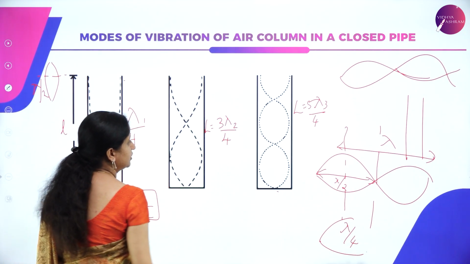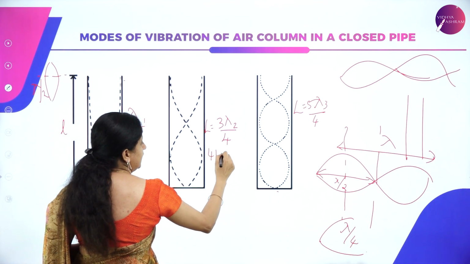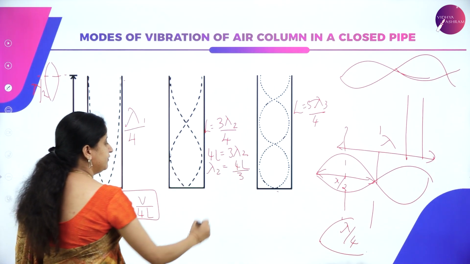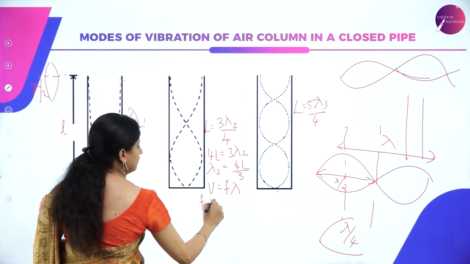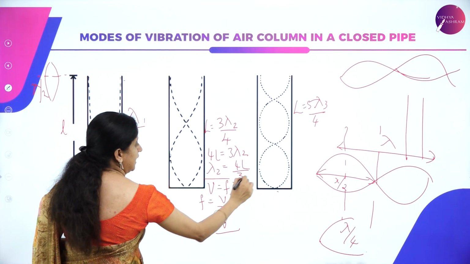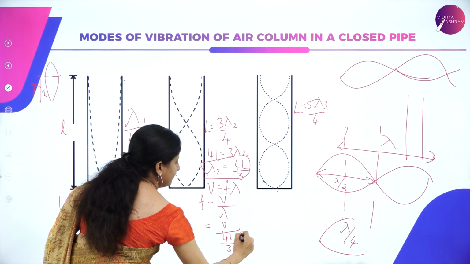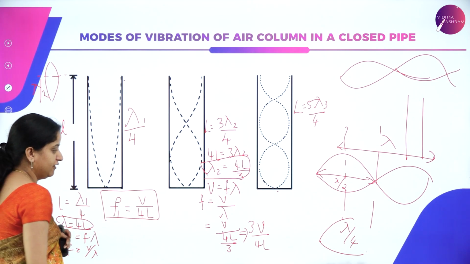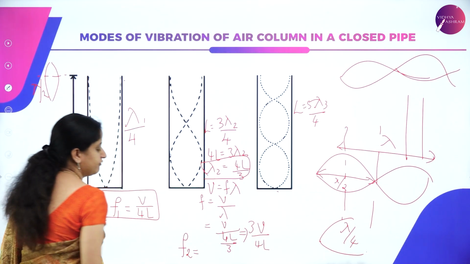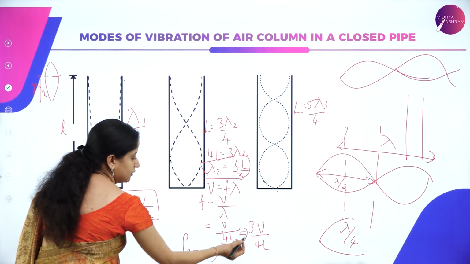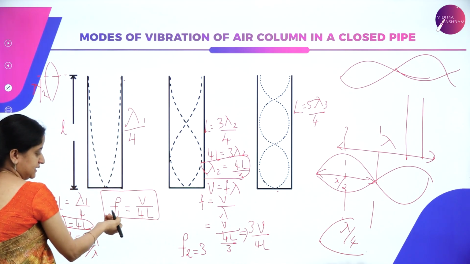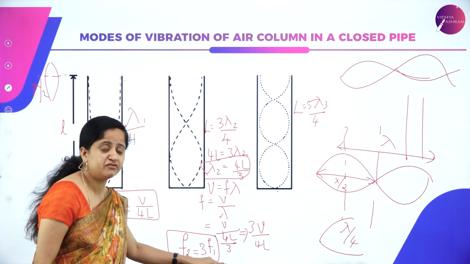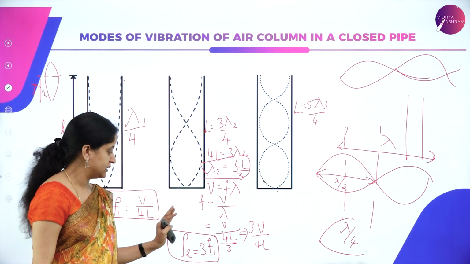Similarly, we have here L is equal to 3 lambda 2 by 4, and we can write it as 4L is equal to 3 lambda 2, or lambda 2 is equal to 4L divided by 3. So now we have the V is equal to F lambda relation, F is equal to V by lambda, or V divided by 4L by 3, which we can write as 3V divided by 4L. Here we can say that V by 4L is nothing but F1. So we can write F2, the second mode of vibration: the frequency for the second mode F2 is equal to 3 into F1. So here we can observe the integral multiple of the fundamental frequency, and it is nothing but the harmonic. So it's the first harmonic.